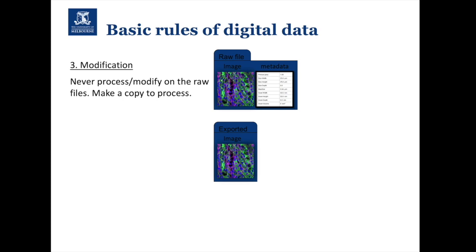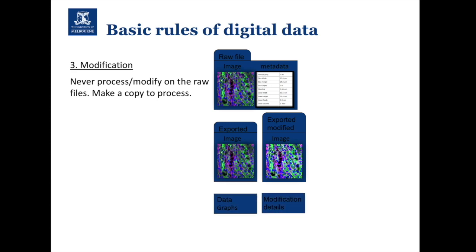Okay, number 3, modifications. So never process or modify your raw files. Always make sure that you keep a copy. And for every modification you make, save a different file. Have something in the file name which makes it obvious what modifications you've made at that point. Someone should be able to come in, look at your data and work out what steps you've taken.